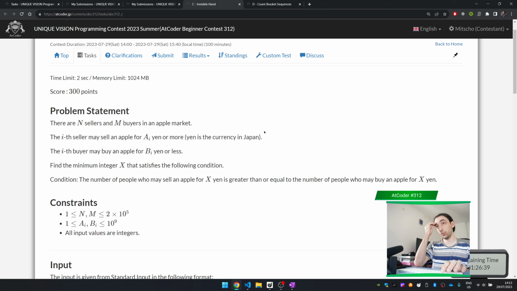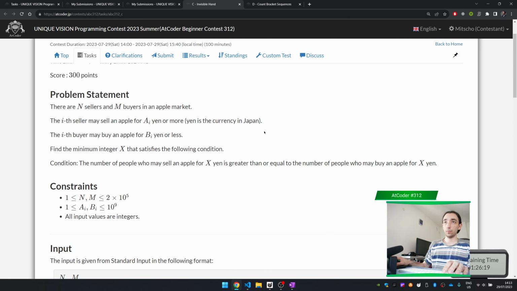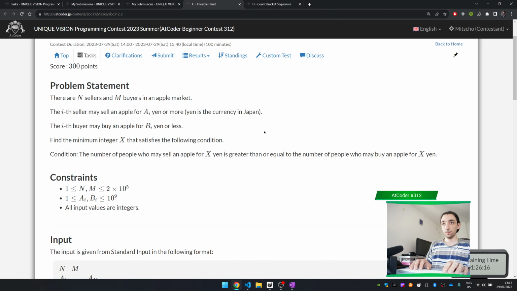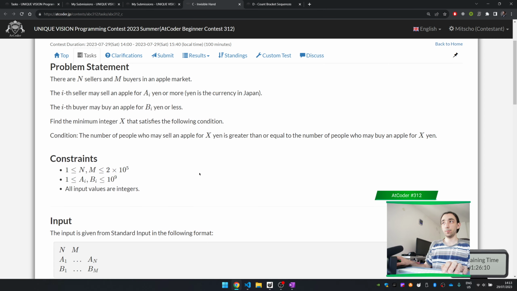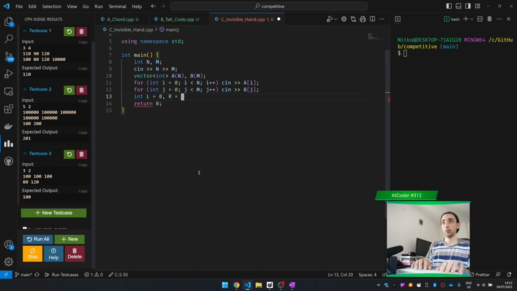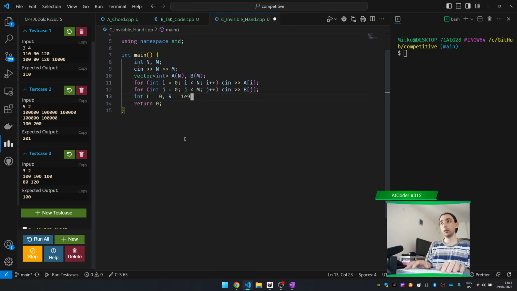The condition: people who may sell an apple for x yen. The more, so yeah, that could be binary search. Is it always possible? Yeah, it's always possible, right? We binary search over x, so it means it's 10 to the 9.